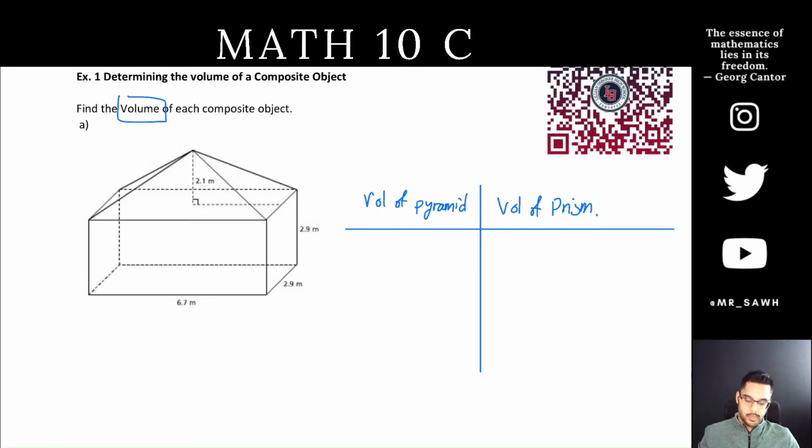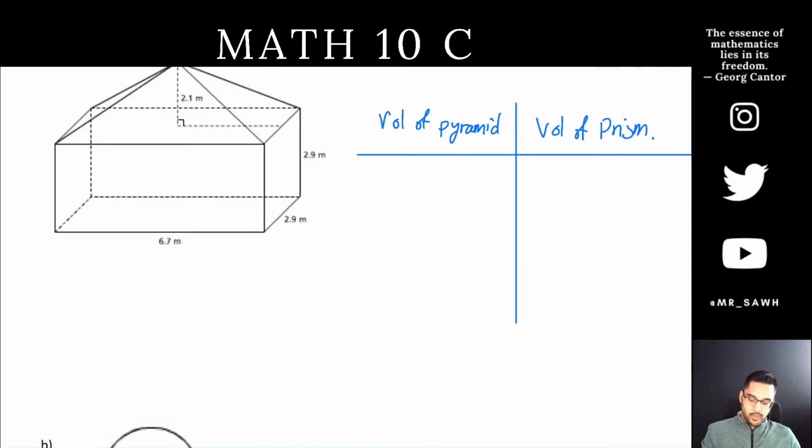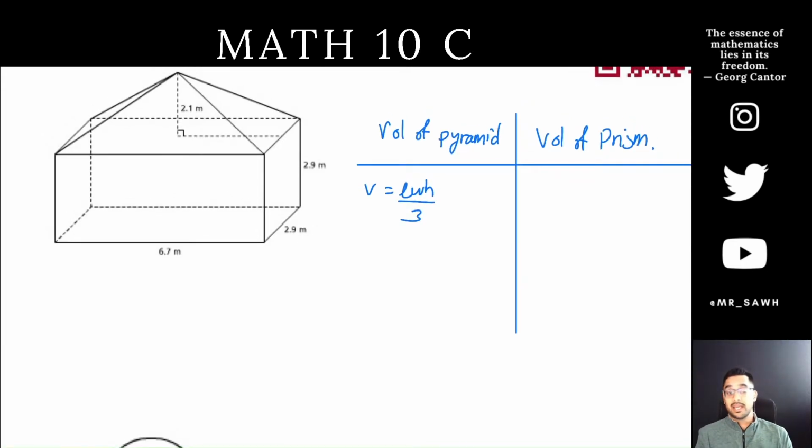Okay, so our pyramid first. If we remember what our formula for the volume of a pyramid is, as long as it's got the same size base as a rectangular prism, it's going to be length times width times height, but divided by 3. Three identical pyramids will fit inside that rectangular prism. So as long as I know the length, the width, and the height, I'll throw them in there, divide by 3, and away we go.